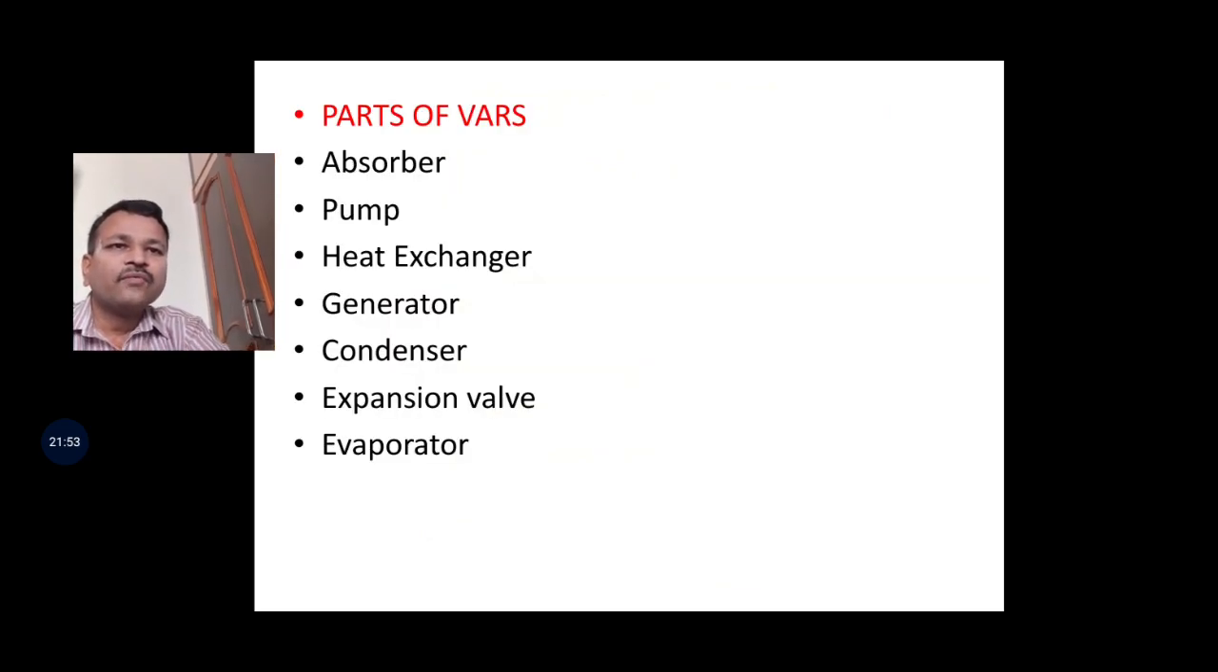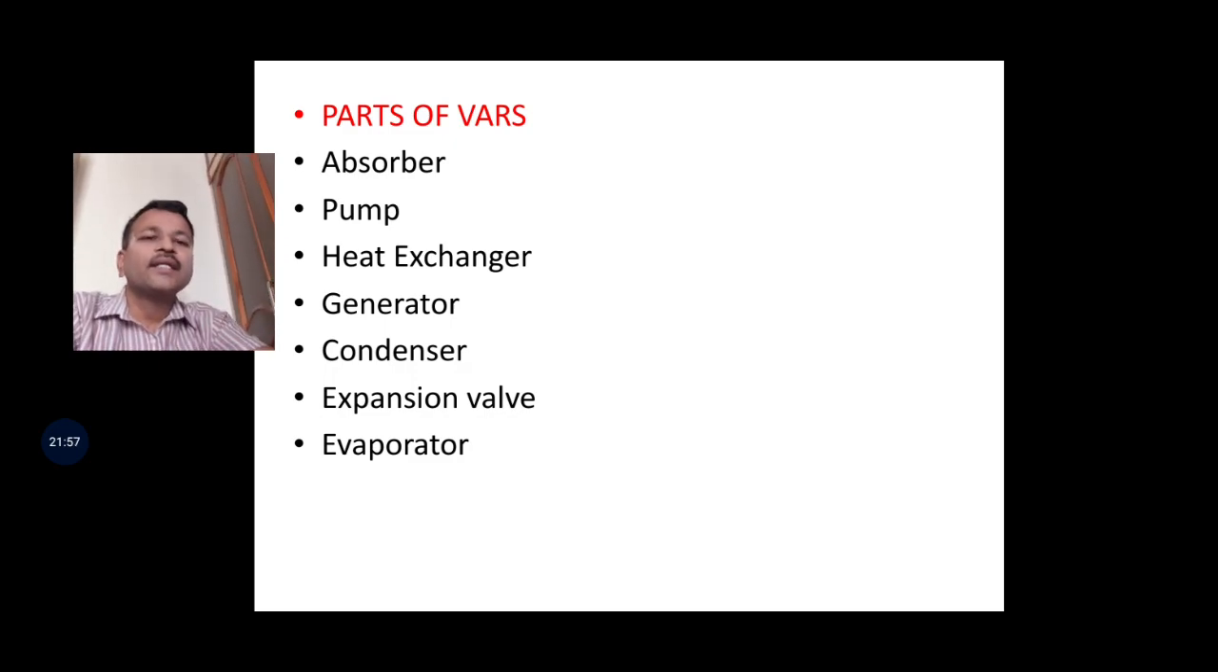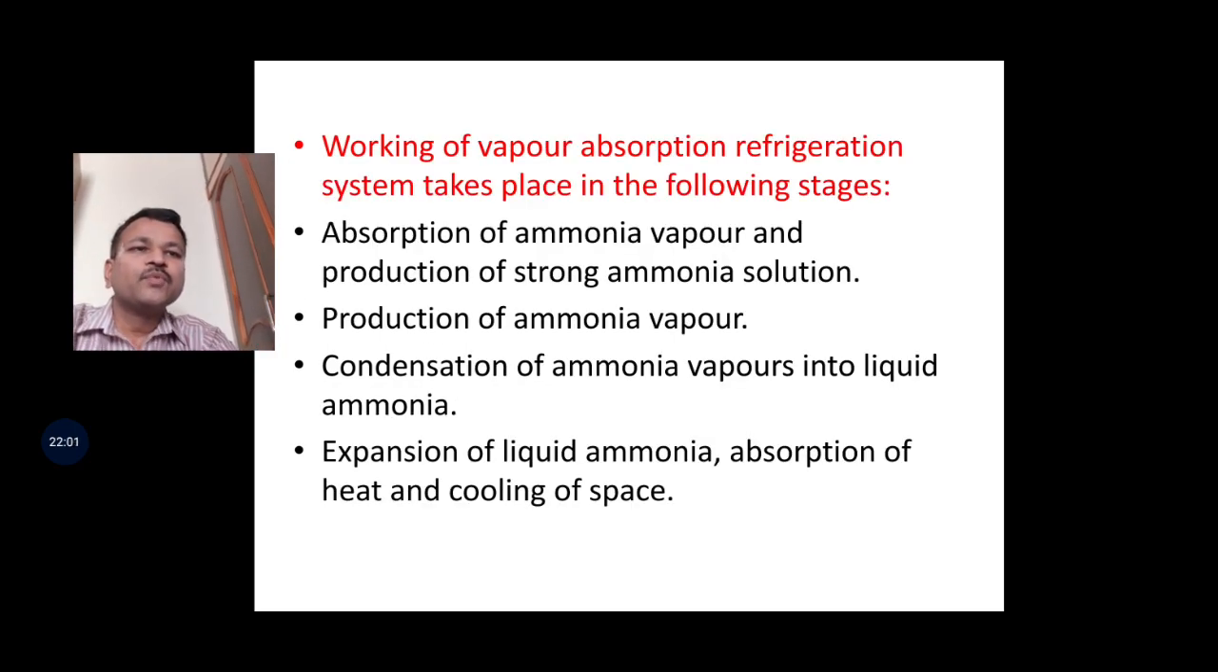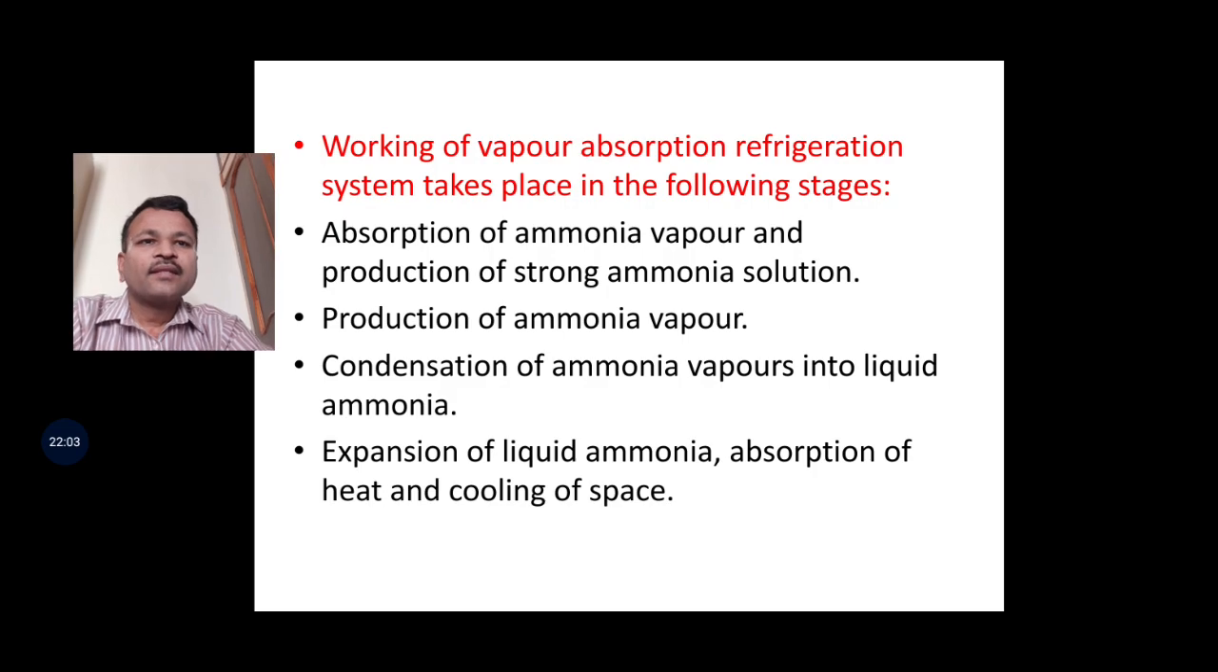The parts of the vapor absorption refrigeration system are the absorber, pump, heat exchanger, generator, condenser, expansion valve, and evaporator. Working of the system takes place in the following stages. First, absorption of ammonia vapor and production of strong ammonia solution. Where does this happen? In the absorber, where ammonia vapor is absorbed and becomes a strong ammonia solution.